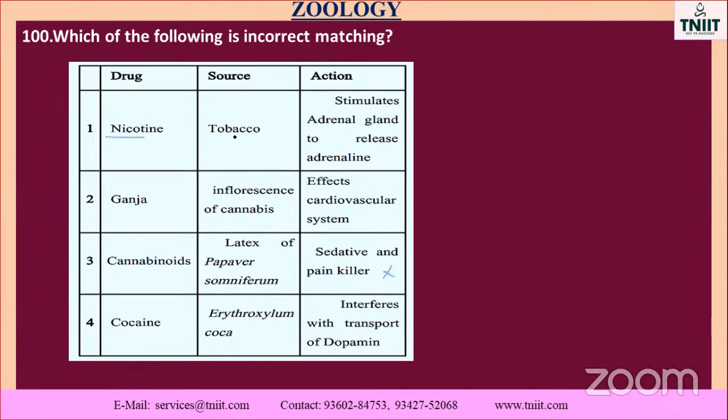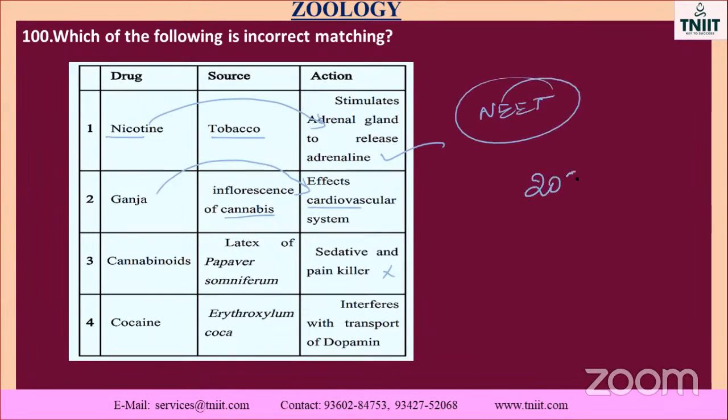Nicotine, yes, tobacco, stimulates the adrenal gland to release adrenaline. You will get immediate adrenaline secretion, goosebumps. Ganja, inflorescence of cannabis, affects the cardiovascular system. Just note what the action is and what the content is. These two are NEET questions, my dear, so definitely it will come. Don't forget, 2023 must. Cannabinoids, latex of Papaver somnifera, sedative and painkiller, it will not come. And cocaine is from Erythroxylum coca.